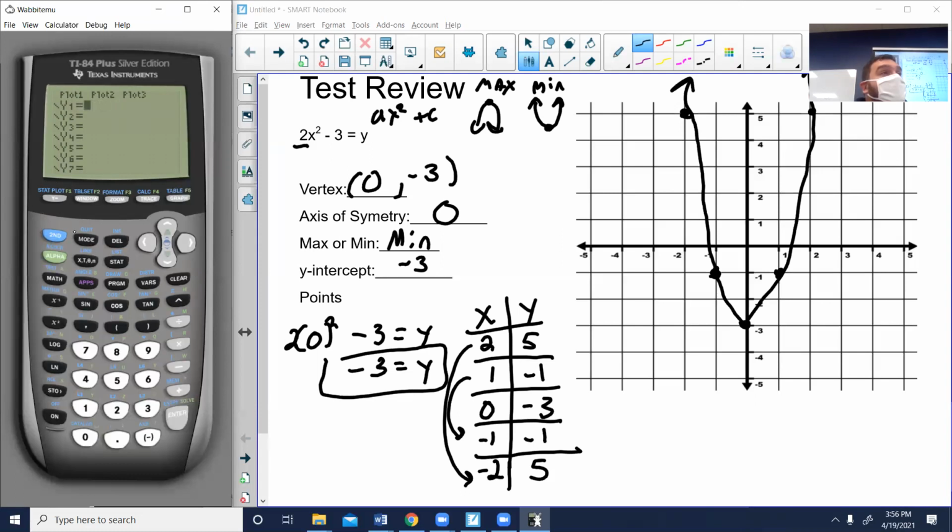Next thing, we want to plug in the equation. So I'm going to plug in the equation, 2x squared minus 3. The X button is next to the green alpha button right here. You're just going to click X. How do I do square? Just that button, second. Then you square it.